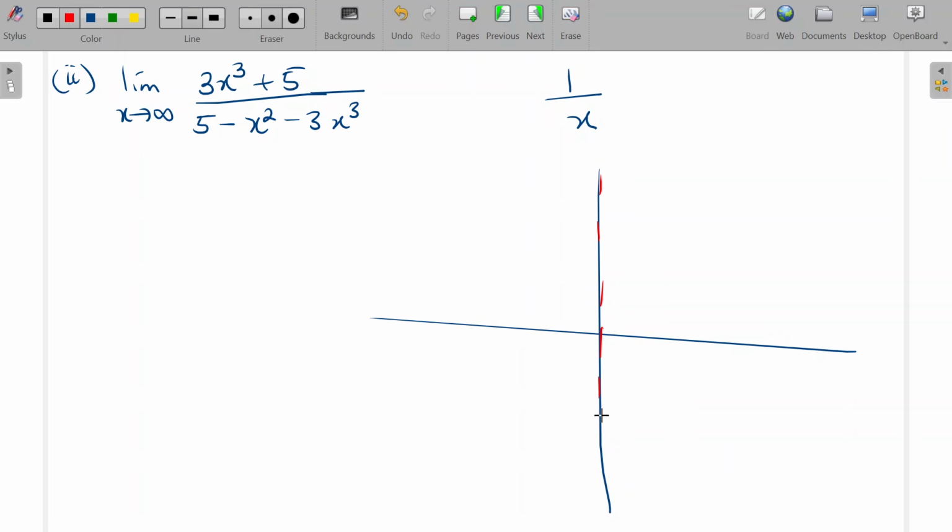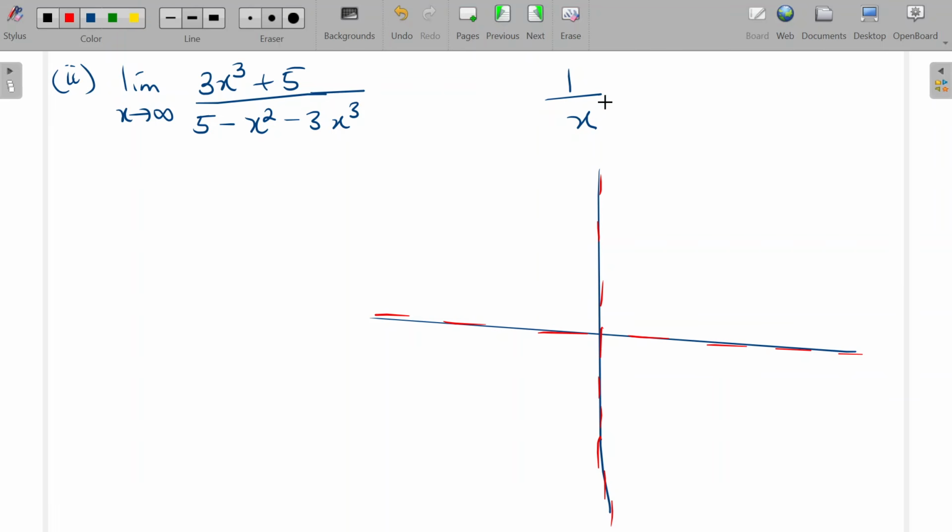This one will be your vertical asymptote. Okay. Then your horizontal asymptote is also going to be what? To be 0. Okay. So why is it 0? Because there is a difference of 1 between the numerator and the denominator.